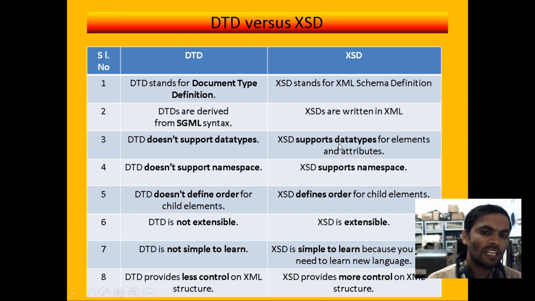DTD doesn't support data types. XSD supports data types. Just now you learned about the data types under XSD. XSD supports data types for the elements and the attributes. DTD does not support namespace. XSD supports namespace.